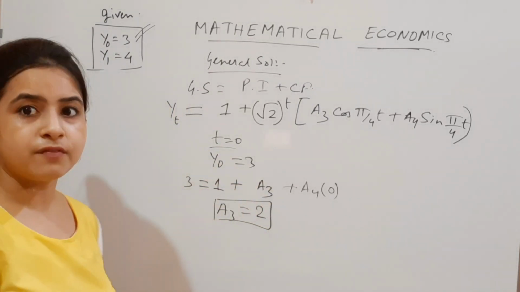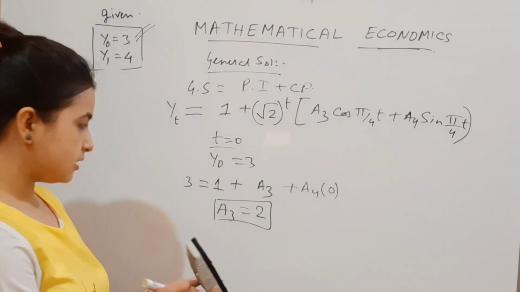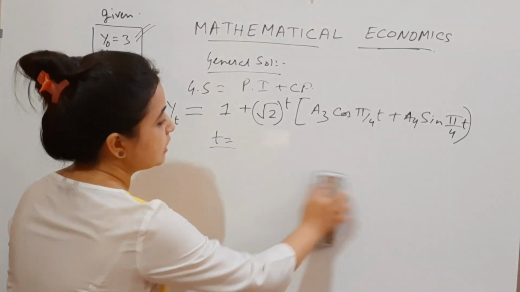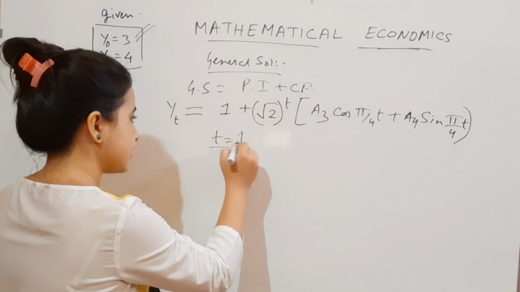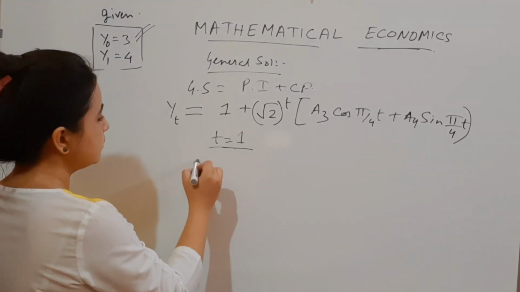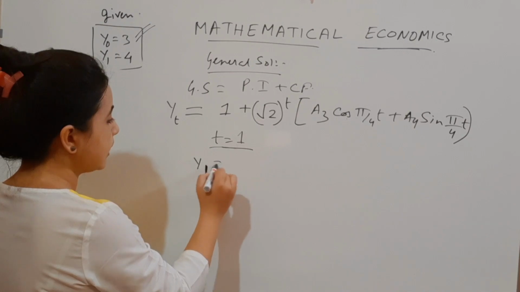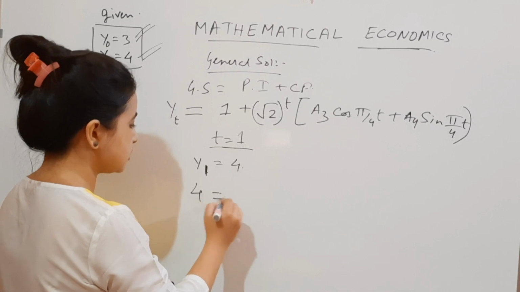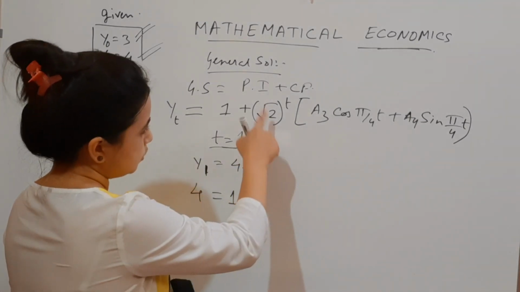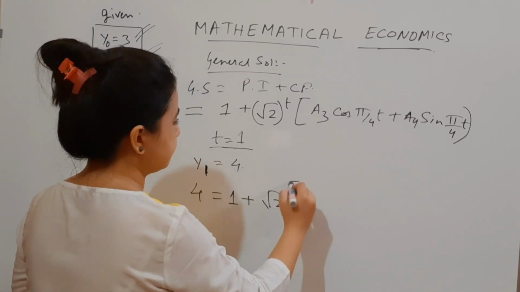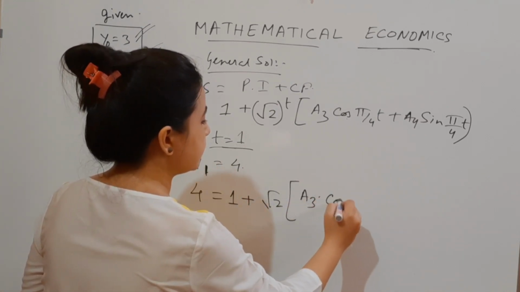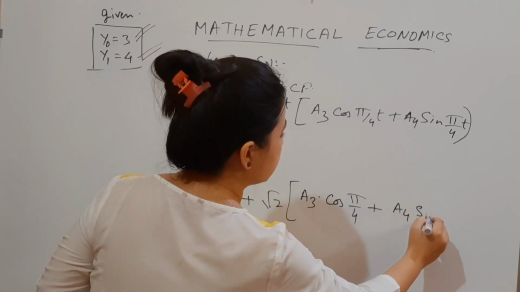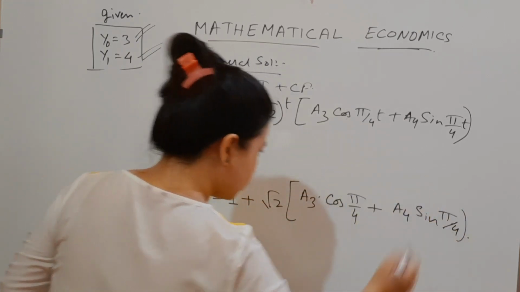But we have to find out the value of a4, right? So to find out the value of a4, this time we have to take the time period t equal to 1. Equal to 1, and here we have y1. The value is given as 4. So substitute it. This time root 2 will remain. a3 into cos pi by 4 plus we have a4 sine pi by 4.